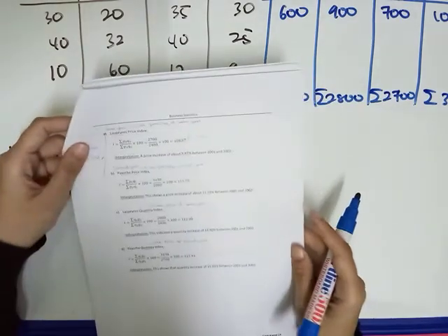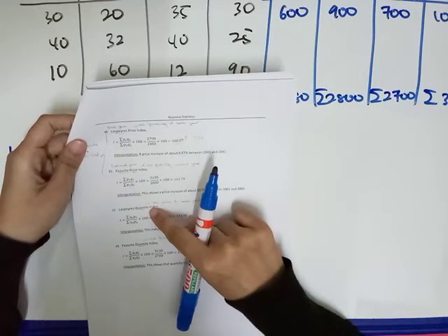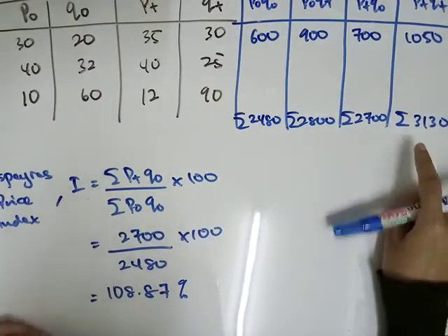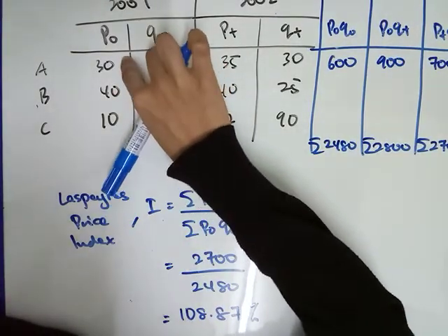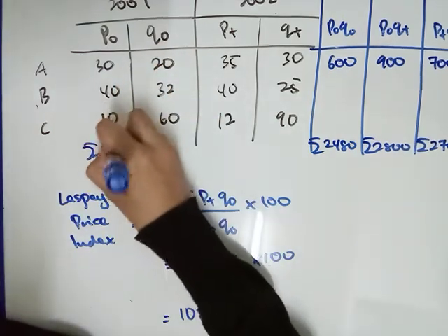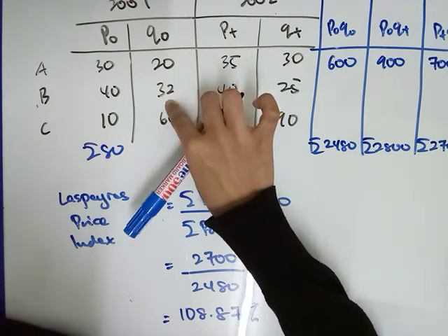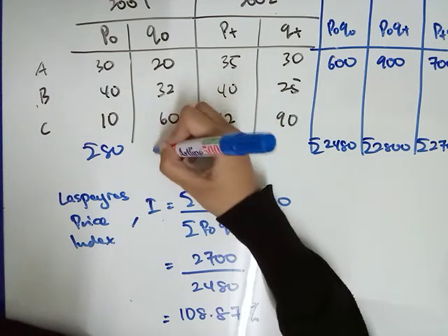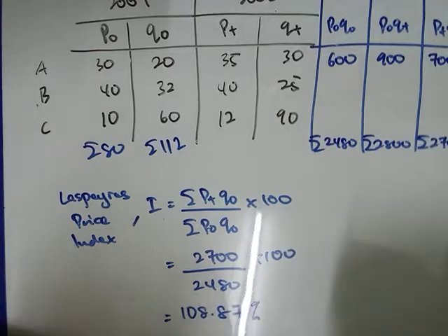Okay, you need to calculate 4 terms here: Laspeyres price, Paasche price, Laspeyres quantity, Paasche quantity. Use the ones you have already totalled up. Be careful, okay. Some people calculate like this: they find the totals first. Total P naught, how much do you get here? 30, 40, 10, which is 80. Total Q naught here is 20, 32, 60. Sorry, 52. 52, okay, 112.